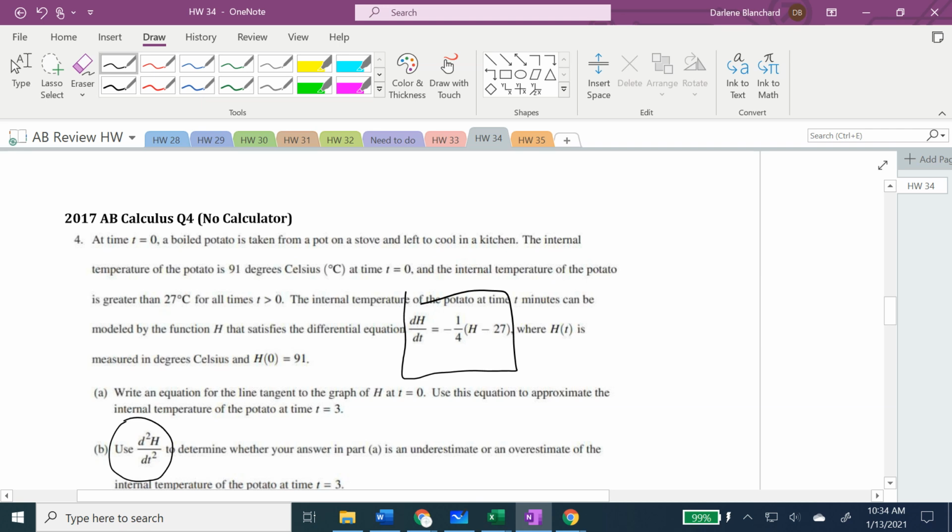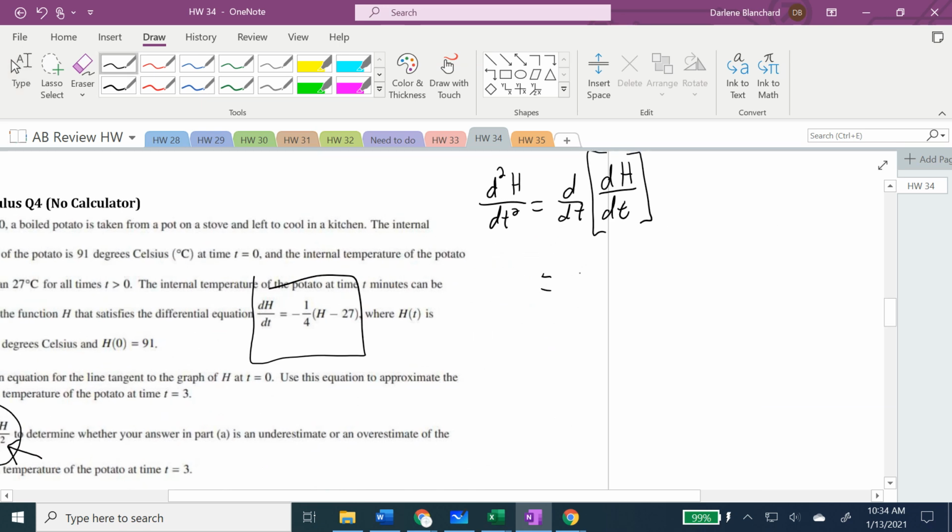Now, what I advise you do is take a moment to notice with respect to time. That means that to get the second derivative of h with respect to time, you must, with respect to time, take the derivative of the first derivative of h with respect to time. So that means that I need to d/dt the expression of negative 1/4 h minus 27.